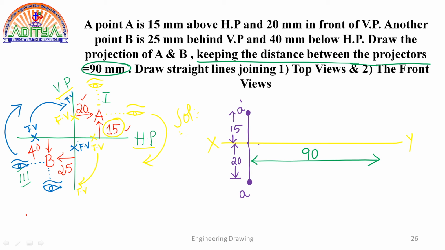Above the reference line, in third angle of projection, we get the top view. See here, what is the dimension of the top view? If you are seeing from the top view, this 25 is the dimension. So from here, this is the point which is located in the top view, and that is denoted with small b at a distance of 25.